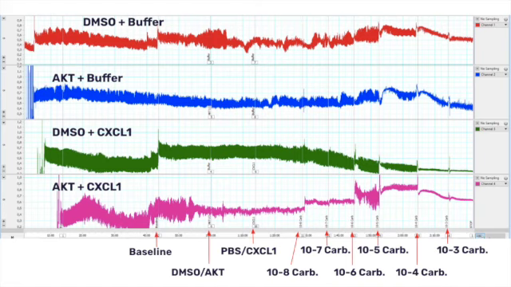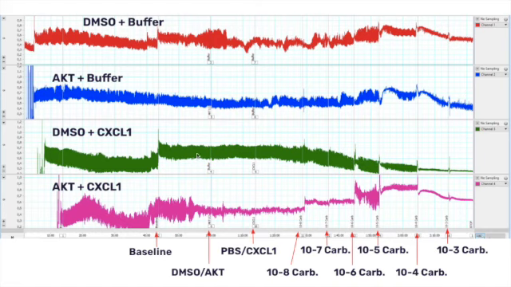So notice how we have 4 distinct channels. Channel 1 features the DMSO and a buffer. This represents the full control group. This is our reference, which we will use to compare the effects of different treatments. Channel 2 features the AKT inhibitor treatment followed by the buffer. This shows the effect of the AKT inhibitor on contractility.